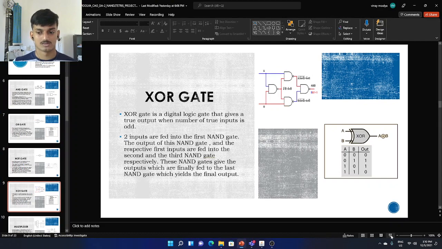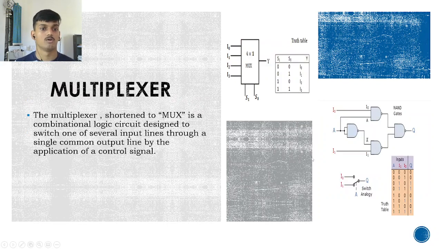Moving on to the next gate, that is the multiplexer. The multiplexer, shortened to MUX, is a combinational logical circuit designed to switch one of the several input lines through a single common output line. I repeat, one of the several input lines to a single common output line by the application of a control signal. So this is how you represent a MUX. There are various input lines and one of them is selected with a selection input as an output line.